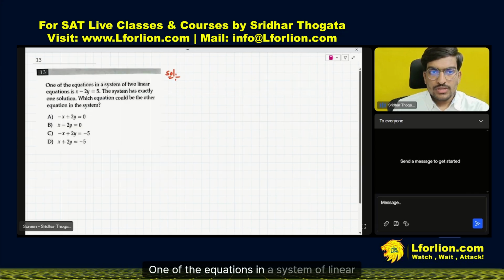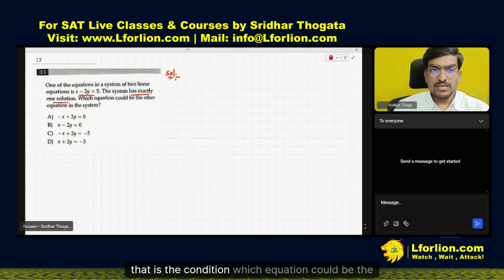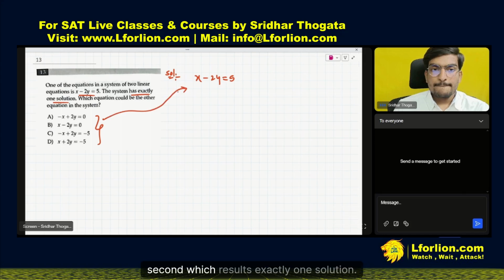One of the equations in a system of linear equations is x minus 2y equals 5. The system has exactly one solution. That is the condition. Which equation could be the other equation in the system? So the first equation is x minus 2y equals 5. Out of these 4 options, which one will be the second equation that results in exactly one solution? That is the given condition.